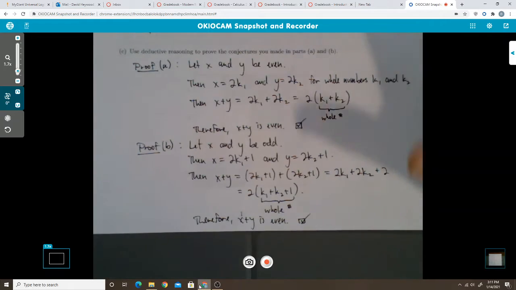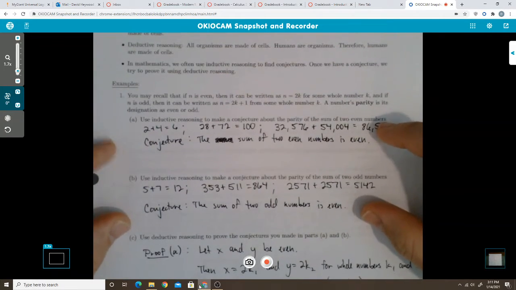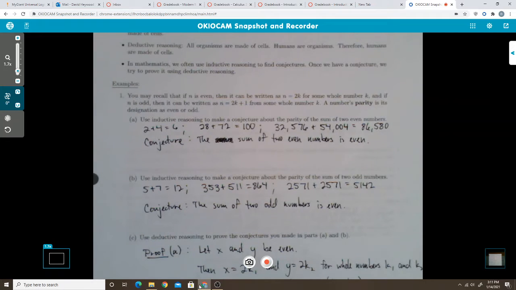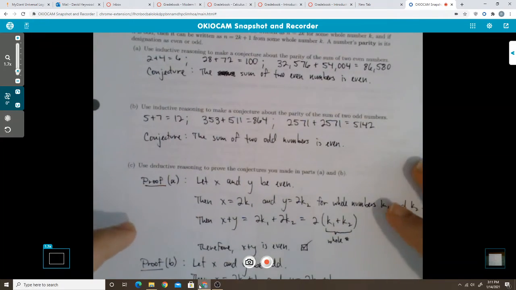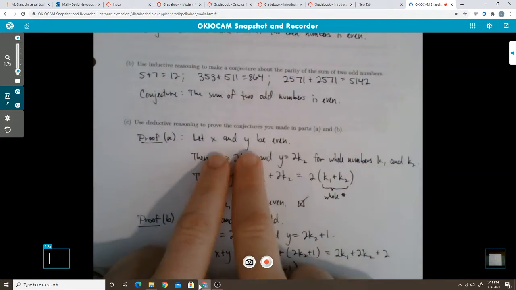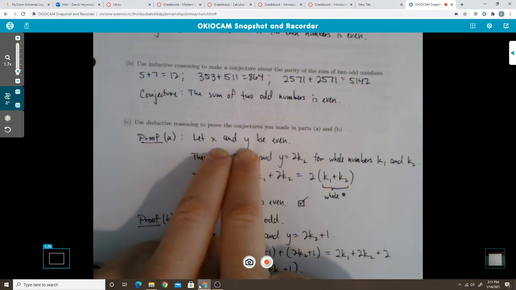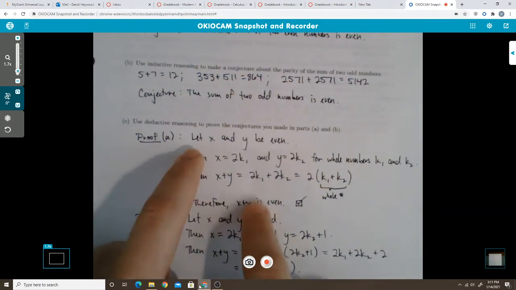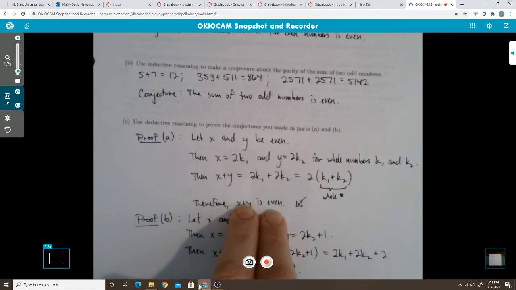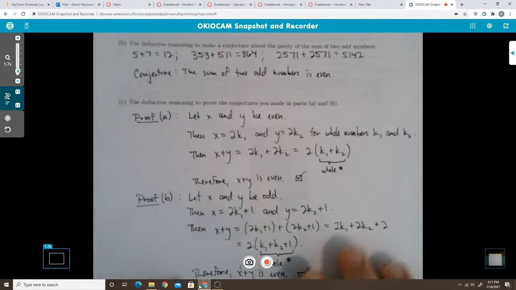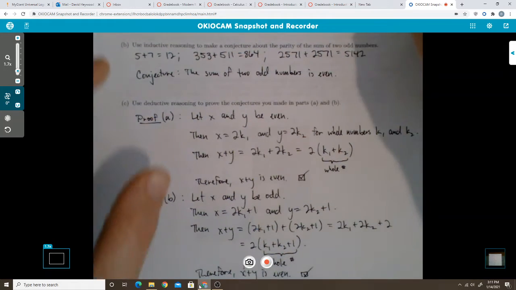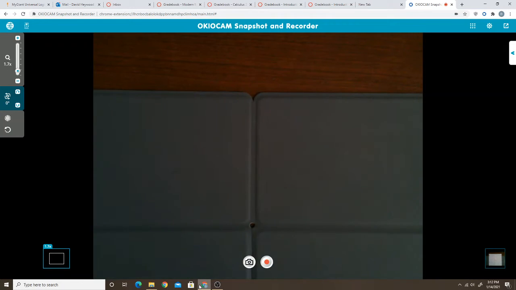So there you go, right? So we've got inductive reasoning here, where you're basically just looking at examples and trying to come up with a conclusion based on a bunch of examples. And then you have deduction, which is more like a proof. You just suppose that these are any two random numbers, and you prove in general that if they're both even, their sum is even, or that if they're both odd, their sum is even. If you have an even number plus an odd number, then you get an odd number, right? But we're not going to look at that.